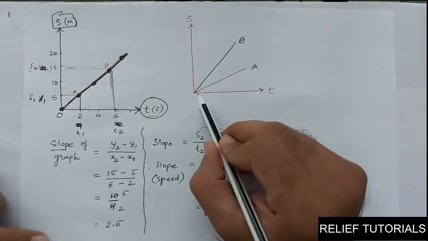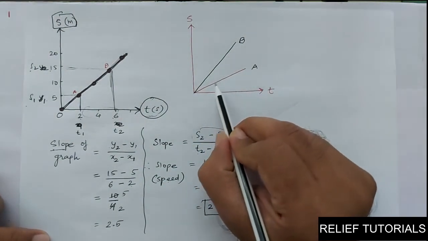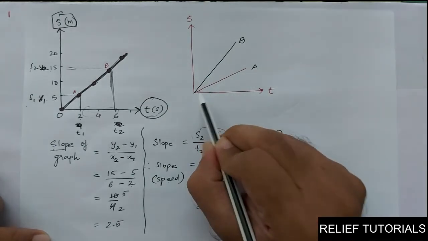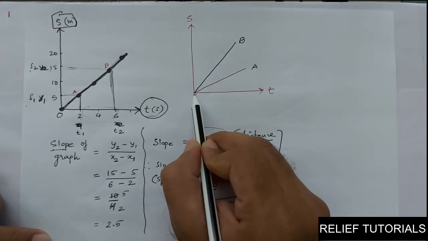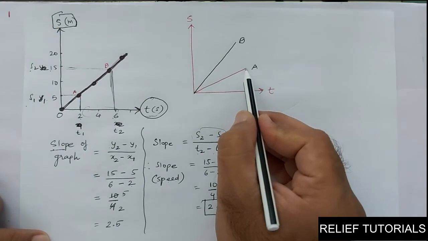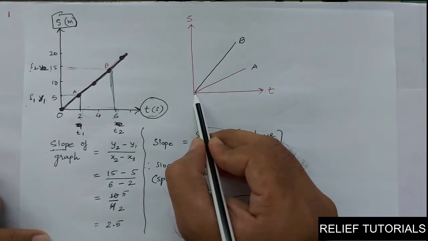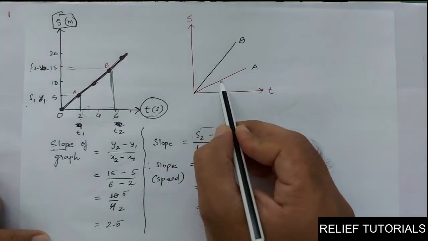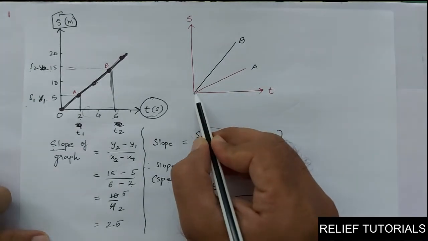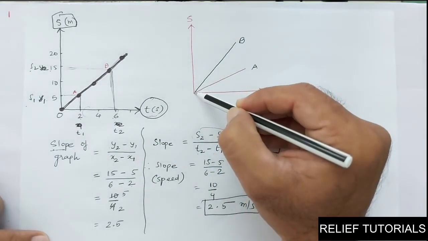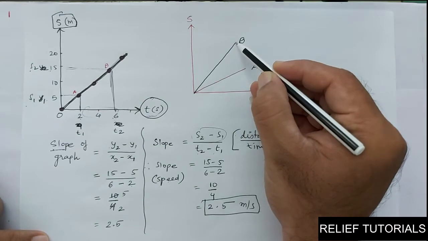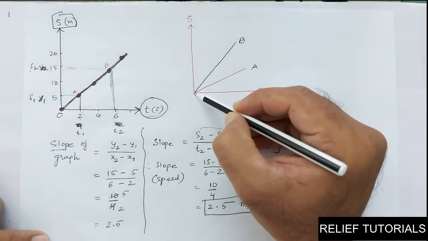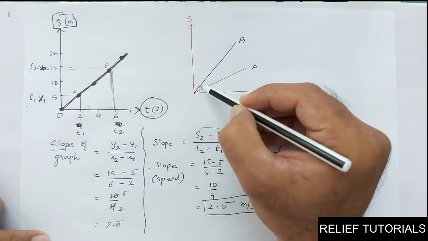First of all, look at this graph A. Is it a straight line? Yes. Is it from the origin? Yes. So we can say that this particle is starting its journey from the reference point and moving with uniform speed because it is a straight line. Second graph, is it a straight line? Yes. Is it starting its journey from the reference point? Yes. And both are moving from this.